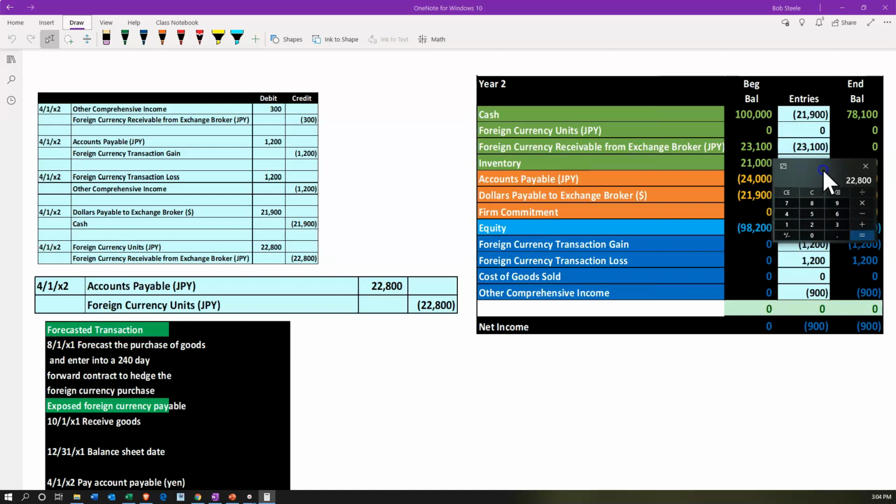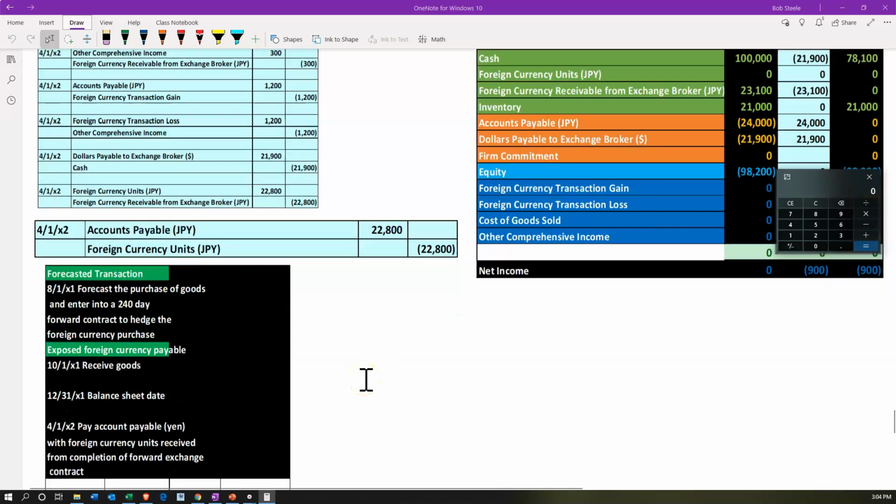And then the foreign currency receivable from the exchange broker has now been received. So we received that, but then we used it to pay off the payable. And then we have the inventory on the books. This is kind of like the key point. We got the inventory on the books. This is the thing that can differ from scenario to scenario.